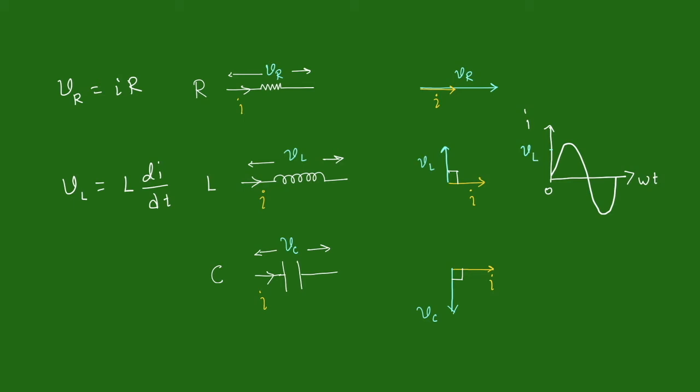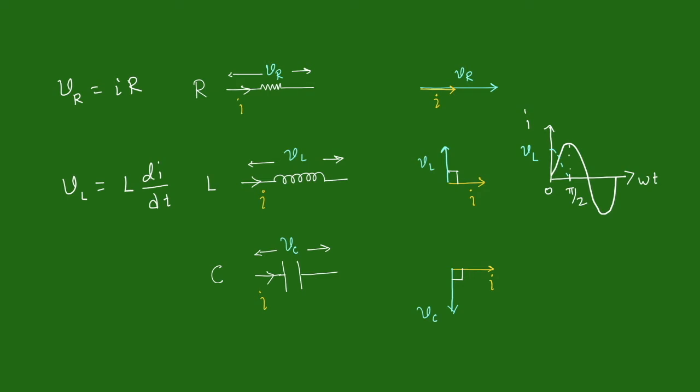At omega t equal to pi by 2, current flowing through the inductor will take maximum value, but at this point di by dt will be equal to 0 and hence VL, that is potential difference across the inductor, will become 0. From where we can clearly see that potential difference developed across an inductor will always be leading the current flowing through it by 90 degrees. When current is then shown along positive x-axis, VL will be along positive y-axis.